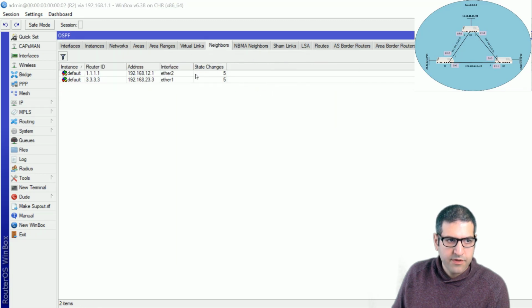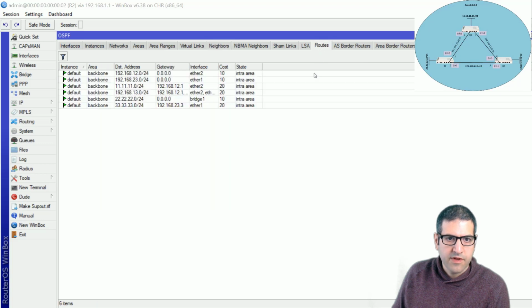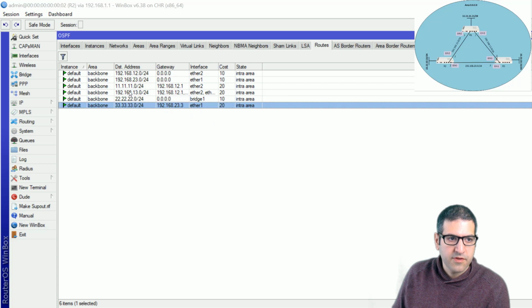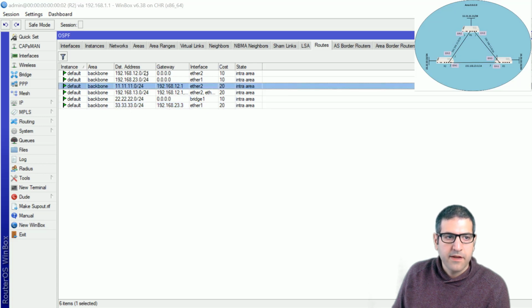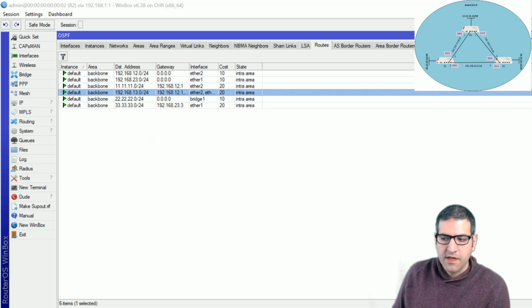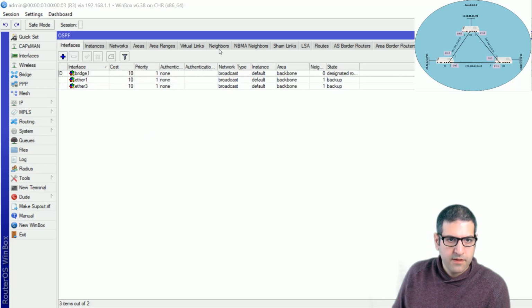We check the neighbors. Router 2 has neighbors router 1 and router 3, that's fine. And we see the routes here. Router 2 now knows about 33.33 and 11.11. Okay, and it knows about the route between router 1 and router 3. Okay, the same goes for router 3.